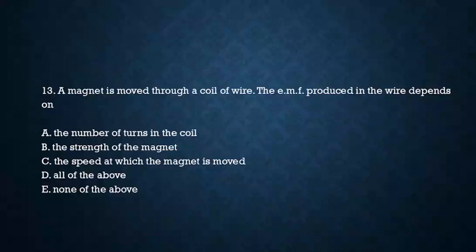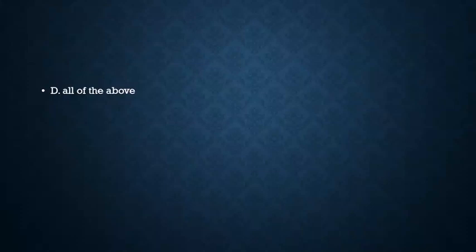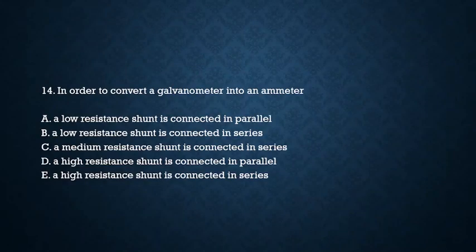Question number 13. A magnet is moved through a coil of wire. The EMF produced in the wire depends on A, the number of turns in the coil, B, the strength of the magnet, C, the speed at which the magnet is moved, D, all of the above, E, none of the above. The answer is D, that's all of the above.